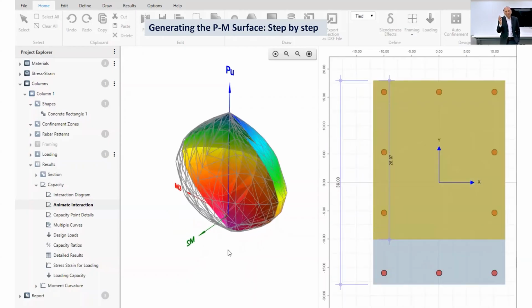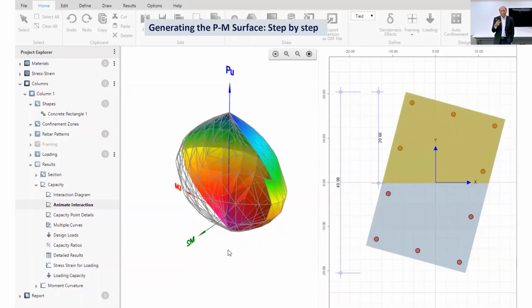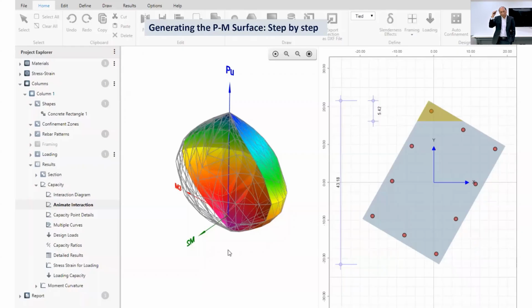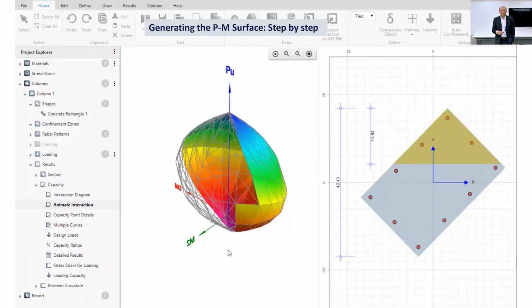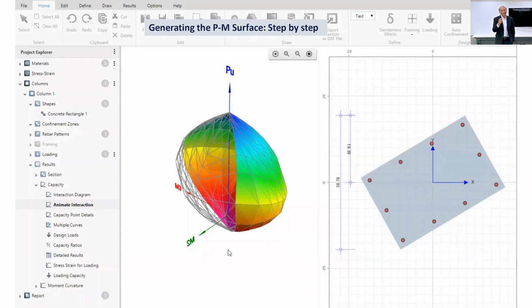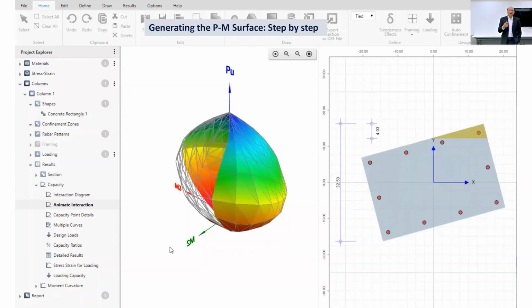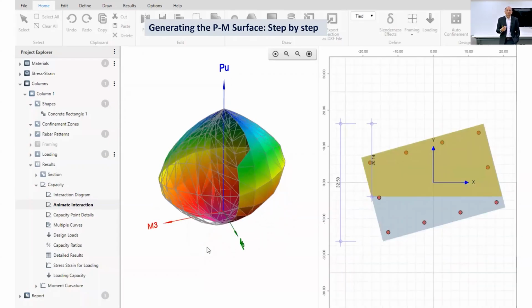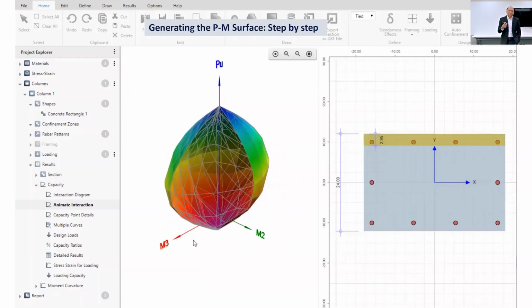So when we complete this rotation of the cross-section 360 degrees and all variations of neutral axis for a given strain value of 0.003, we are able to generate the full interaction surface. And that becomes our main tool to design the cross sections for strength.